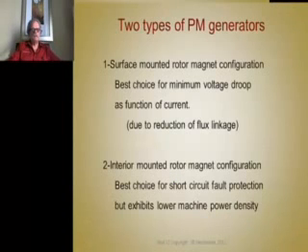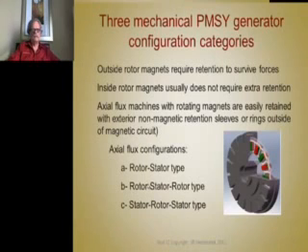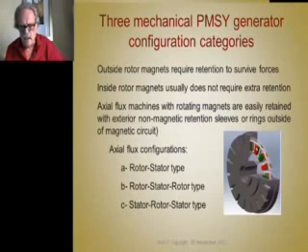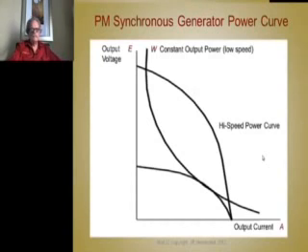Okay. So as we said, the two types are surface mounted. I keep repeating here, IPMs, but IPMs aren't used much for generators, except where fault tolerance is desirable. The axial flux machines are worthwhile to consider. There's the rotor stator type, then rotor stator rotor, and stator rotor stator. This is a stator rotor stator. See the magnets on the rotor.